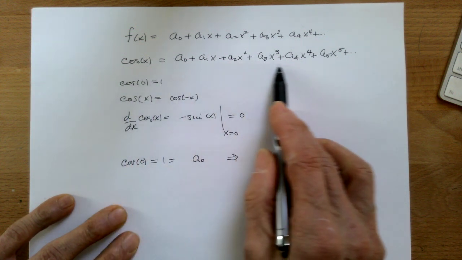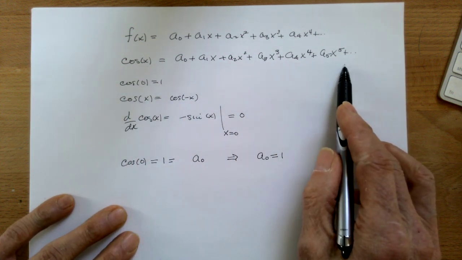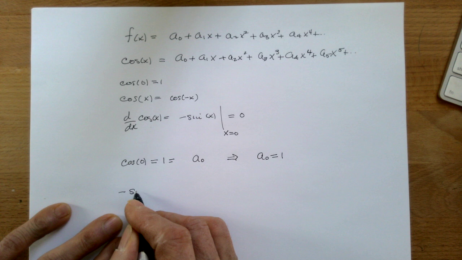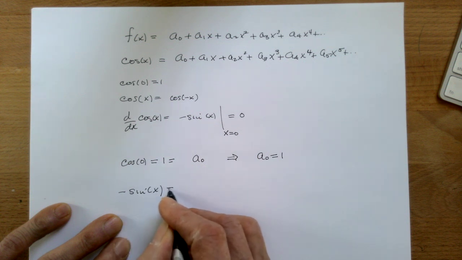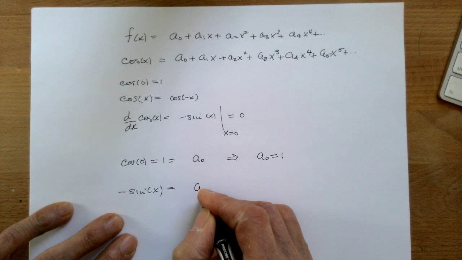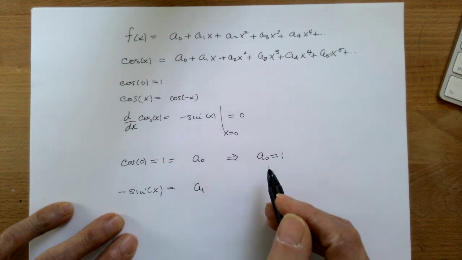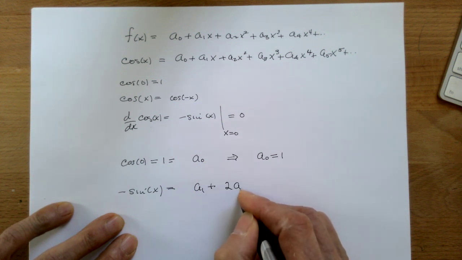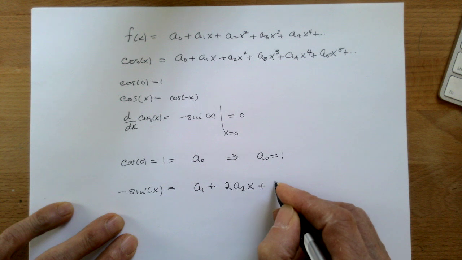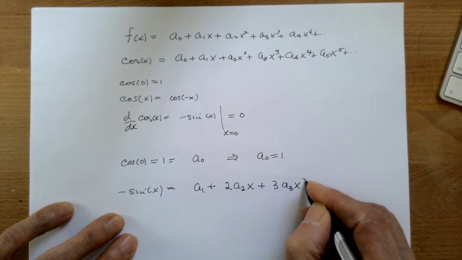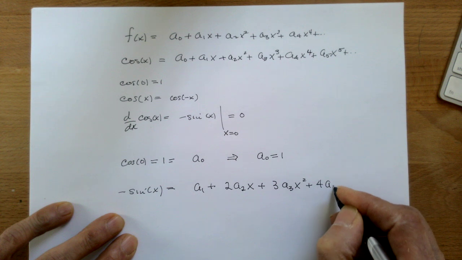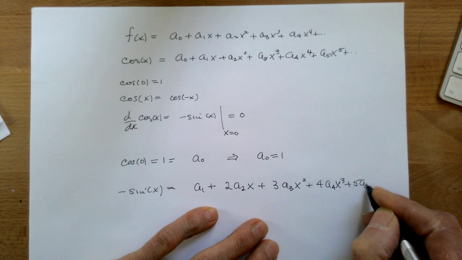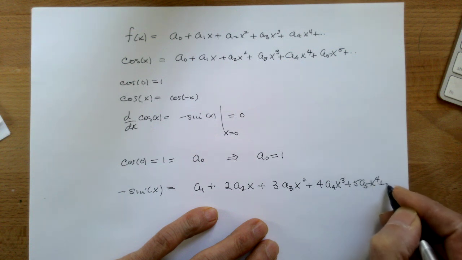Now what we're going to do is take the derivative of both sides of this equation and then plug in x equals 0 again. The derivative of the cos is minus the sine. On the right-hand side, we get a1, because the a0 term, which happens to be 1, has derivative 0, plus 2a2x plus 3a3x squared plus 4a4x cubed plus 5a5x to the fourth, and we keep going.